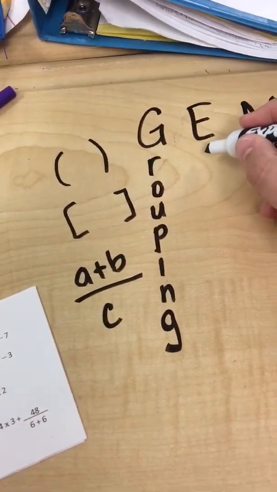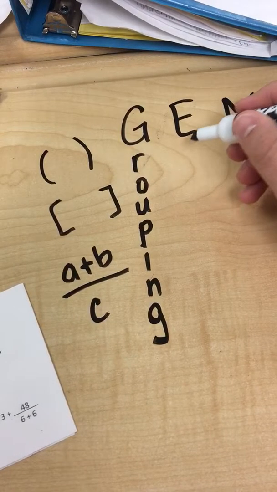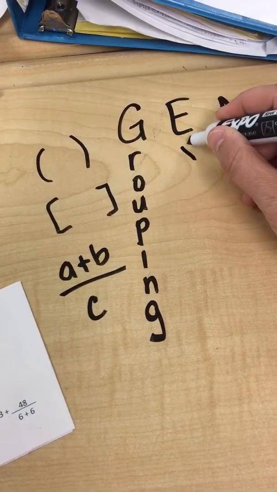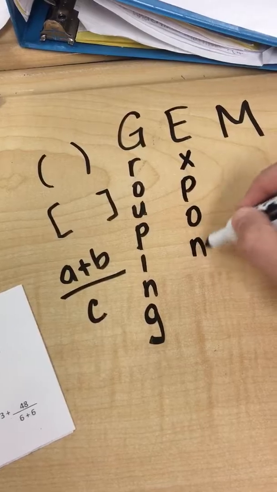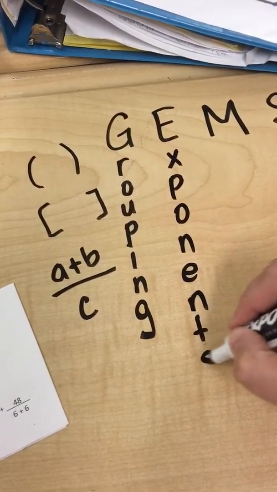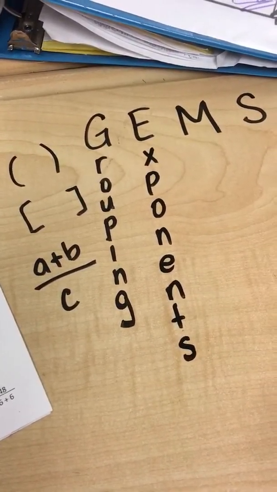The next thing that you would solve in the order of operations, the next step, is if you have any exponents. So anytime you see any exponents in your problem, you're going to go ahead and solve for the exponents.